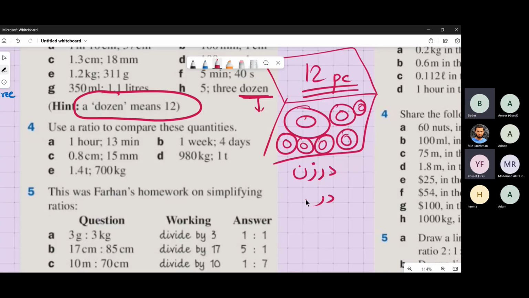We call this Darzan, Darjan, and dozen. Darzan, Darjan, and dozen. Very similar. All the words are so similar.